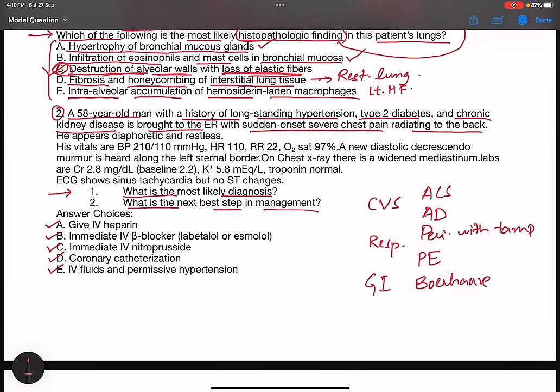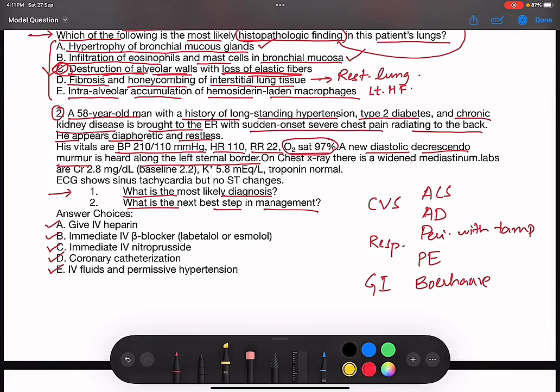Now, this patient also appears diaphoretic and restless. His vitals are: BP 210 by 110 mm Hg, heart rate 110, respiratory rate 22, O2 saturation 97%, which is normal. A new diastolic decrescendo murmur is heard along the left sternal border. This is a buzzword.